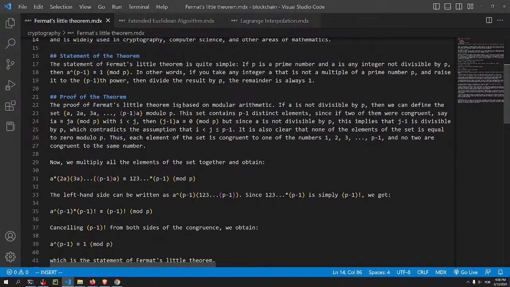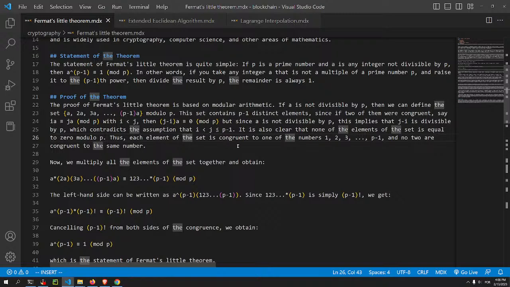The proof of Fermat's theorem is based on modular arithmetic. If a is not divisible by p, then we can define the set of multiples of a modulo p. This set contains p minus 1 distinct elements, since if two of them were congruent, say for i less than j, then (j minus i) times a equals 0 mod p. But since a is not divisible by p, this implies that j minus i is divisible by p, which contradicts the assumption that j and i are between 1 and p minus 1.